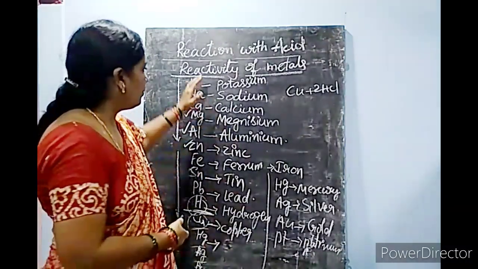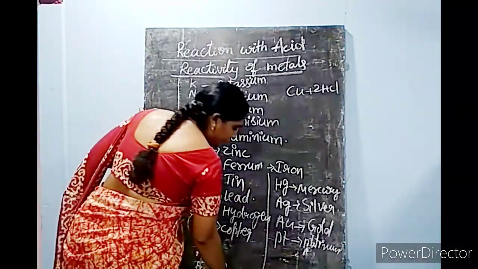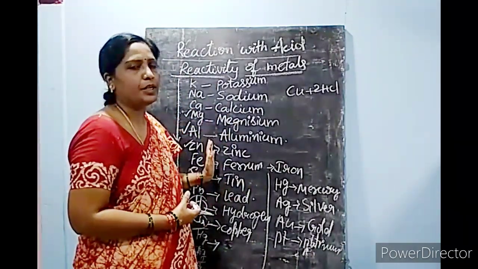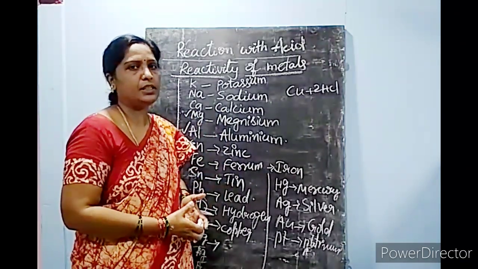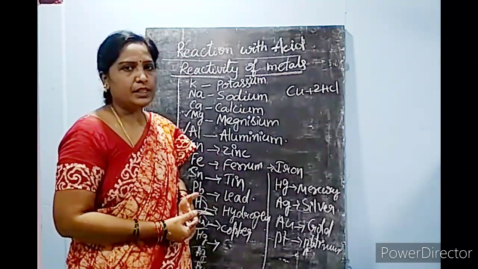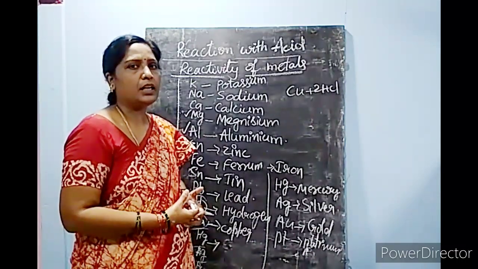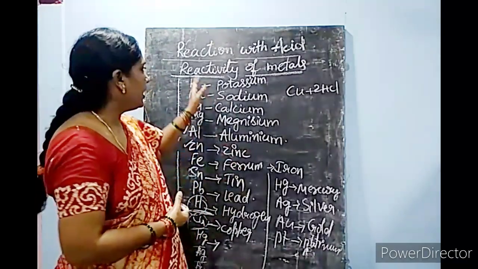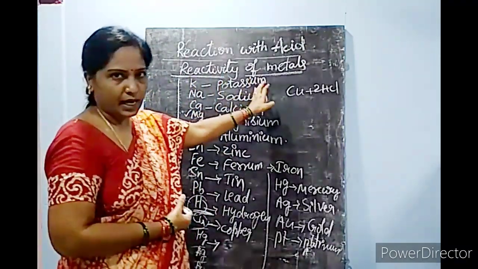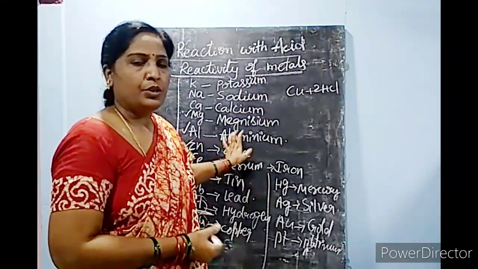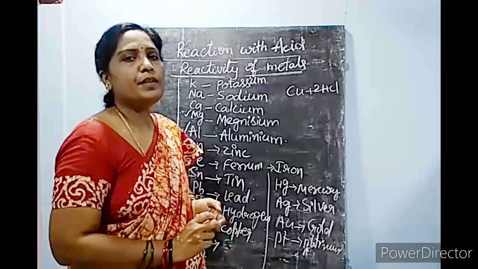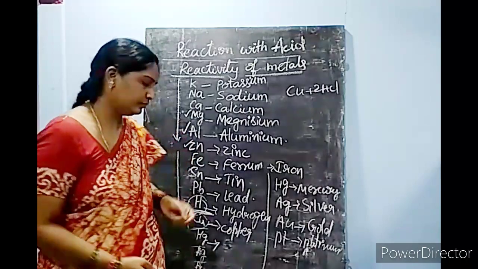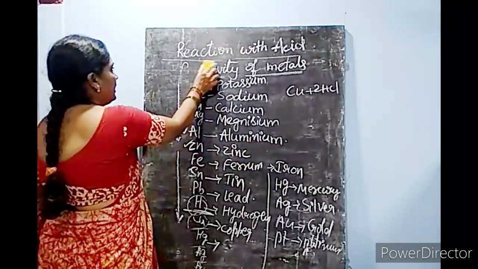Understood, children? So remember this reactivity series of metals, and you can do a number of equations if you keep this reactivity series in your mind. Now we will see how non-metals react with acids. You understood how metals react with acids and the reactivity series. Now we will see how non-metals react with acids.